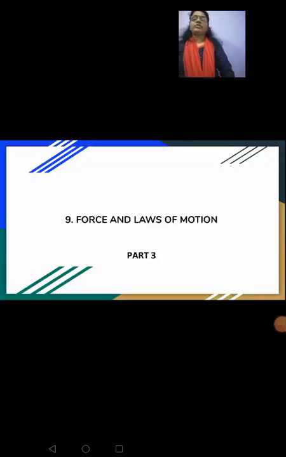Hello everyone, today we'll be doing part 3 of chapter number 9, force and laws of motion. Before getting into today's session, let me do a quick revision of what we had done in the previous class.